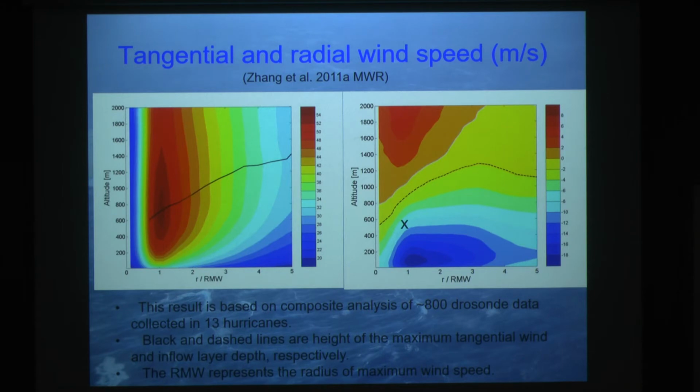And again, you see that the inflow layer depth, the top of the inflow layer, this height scale also decreases with decreasing radius. And the maximum tangential wind speed actually occurs within this inflow layer. So this is basically a climatology. This is how the boundary layer structure looks, kinematically, in a typical hurricane.